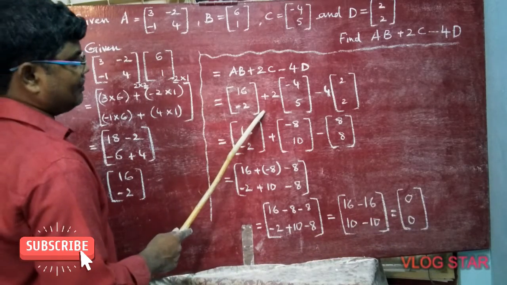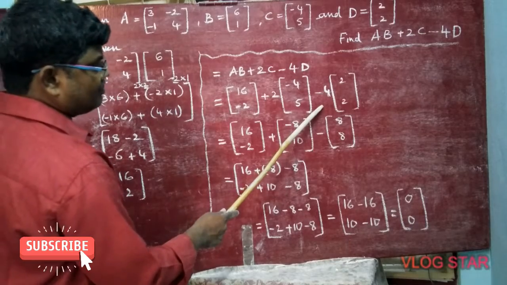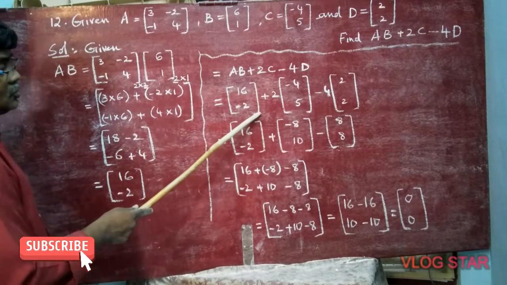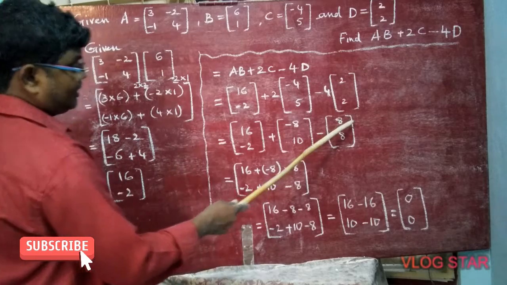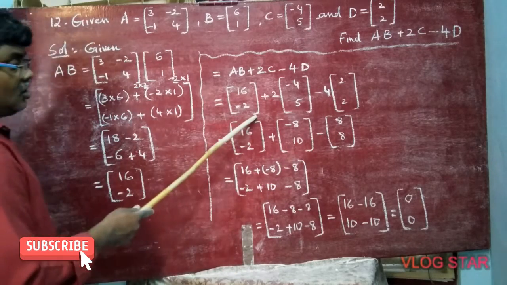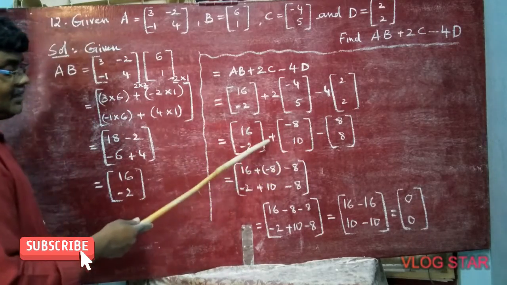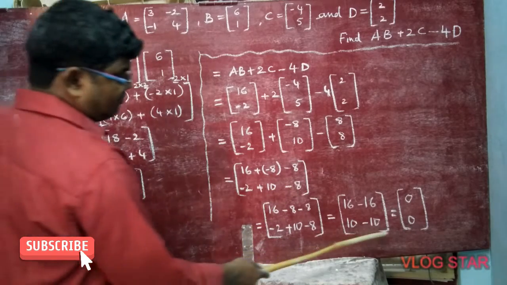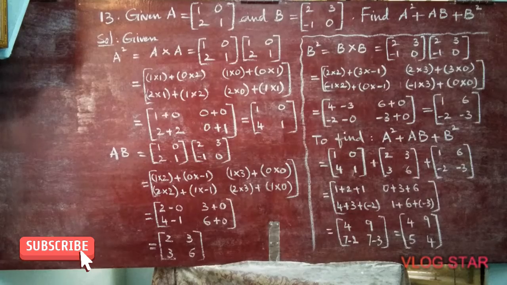For addition of matrices or subtraction of matrices, the order should be the same. This is 2 by 1, 2 by 1, 2 by 1. When the order is the same, only then can we simplify, whether addition or subtraction. So this is the way of doing this problem.